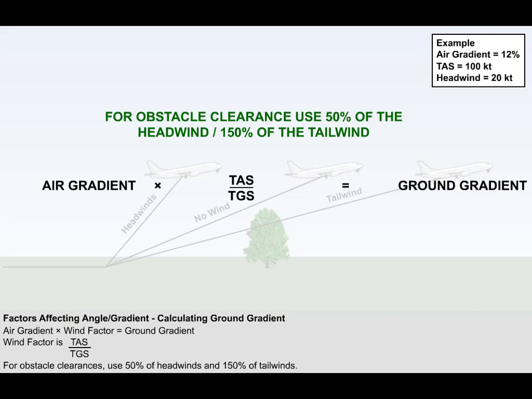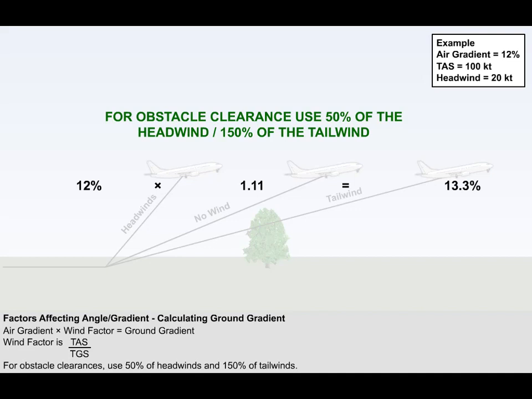Returning to the example then, if the wind rules are applied, only 50% of the headwind should be used, meaning that only 10 knots rather than 20 knots should be used in the calculation of the ground speed. This makes the true ground speed 90 knots instead of 80 knots, and the resulting wind factor is 1.11. This makes the ground gradient 13.3%.